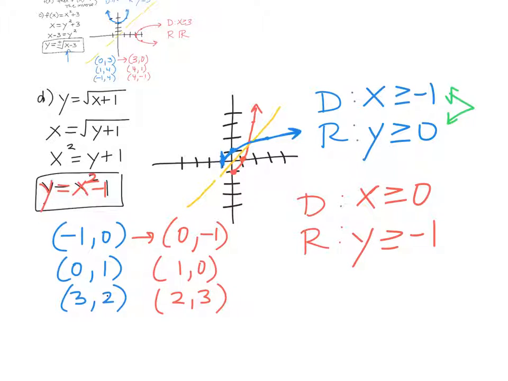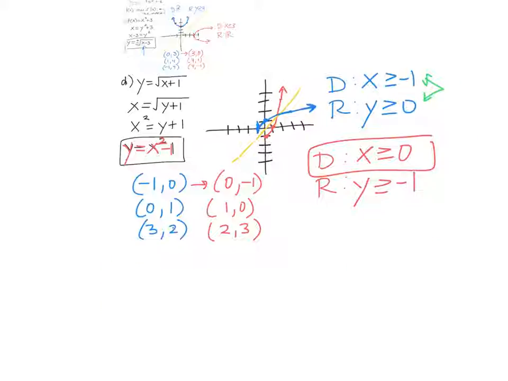And so when I say that the domain is greater than or equal to 0, that means it's only this one side of the whole parabola. It's not the whole thing. That's the hardest part of today, right there.